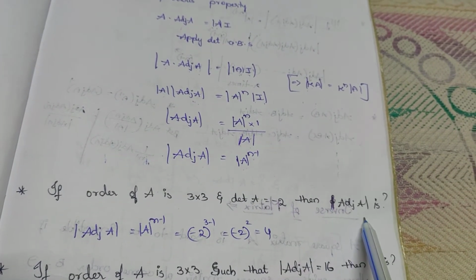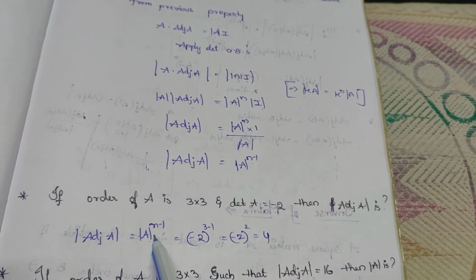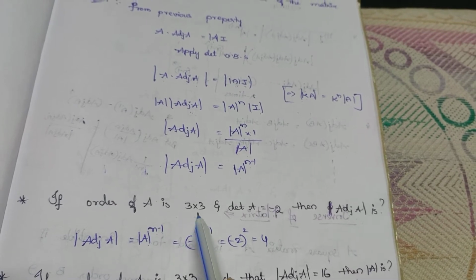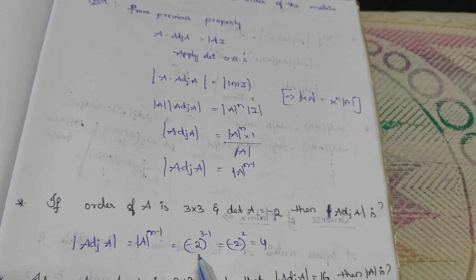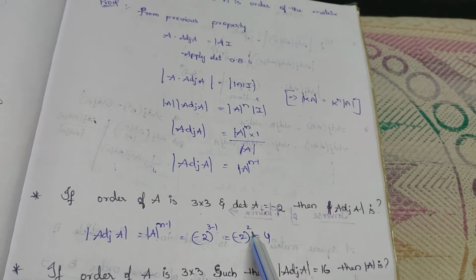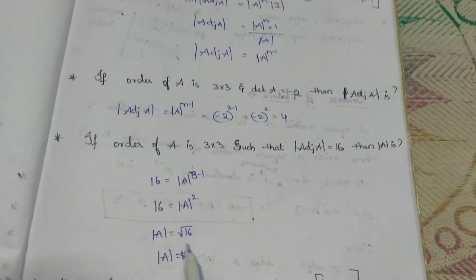So determinant of adjoint of A is equal to det A, here minus 2 is given, whole power n minus 1. n means here 3 by 3 order, n is equal to 3. So minus 2 whole power 3 minus 1, that is minus 2 whole square. A negative number to an even power gives positive, and 2 square is equal to 4. That is the answer. Next question.